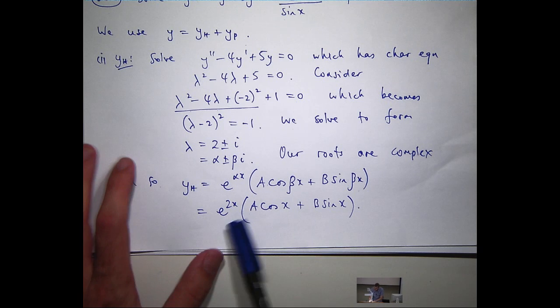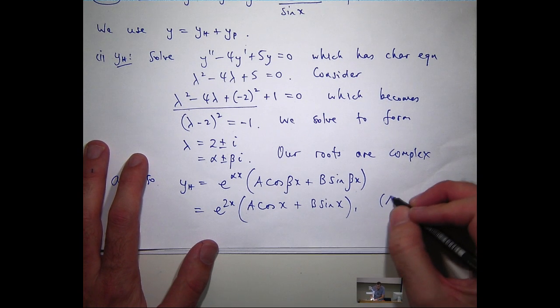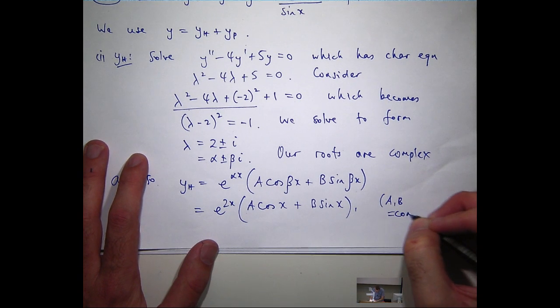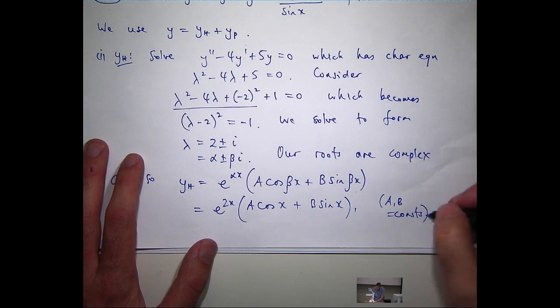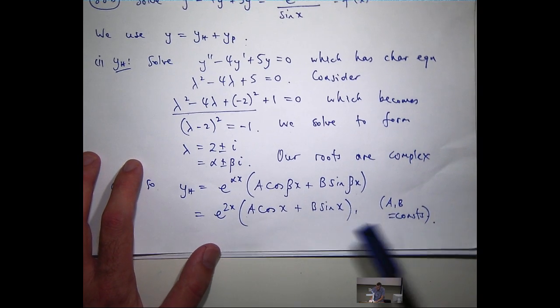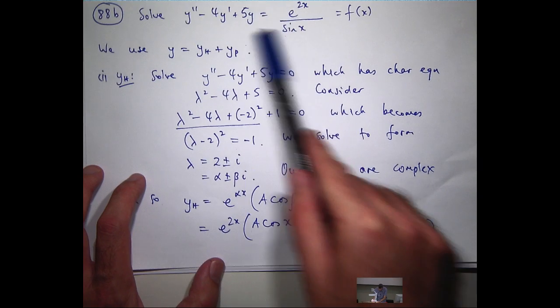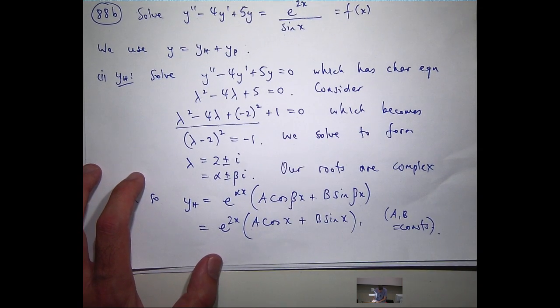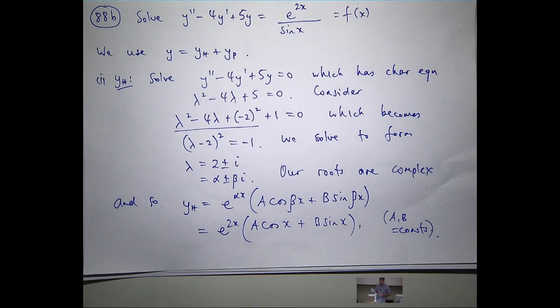Okay, so a and b are just constants. We don't know what they are. We won't be able to determine them either because we have no initial condition. Okay, so that's the first part of the problem. Now the real tricky bit with these ones is actually doing y sub p.